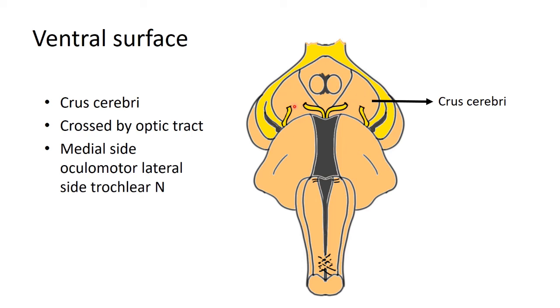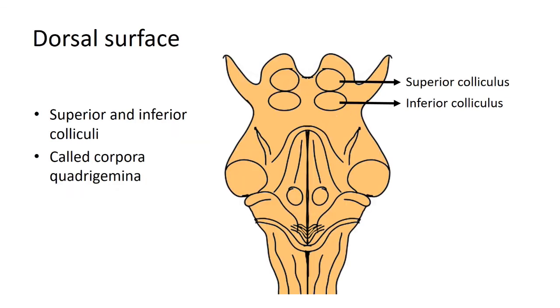The crus cerebri here is crossed by the optic tract. Medial to the crus lies the oculomotor nerve and lateral to it lies the trochlear nerve. The dorsal surface of the midbrain presents four bulgings, a pair of superior and inferior colliculi together called the corpora quadrigemina.